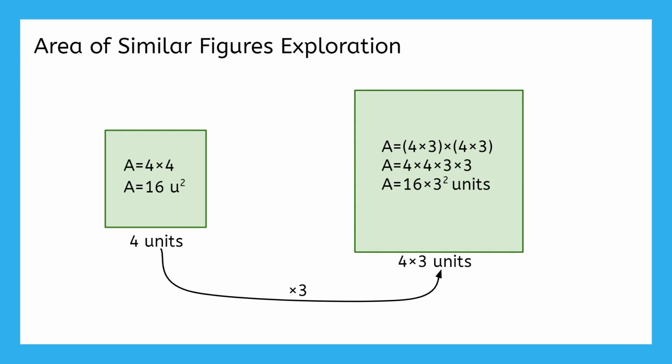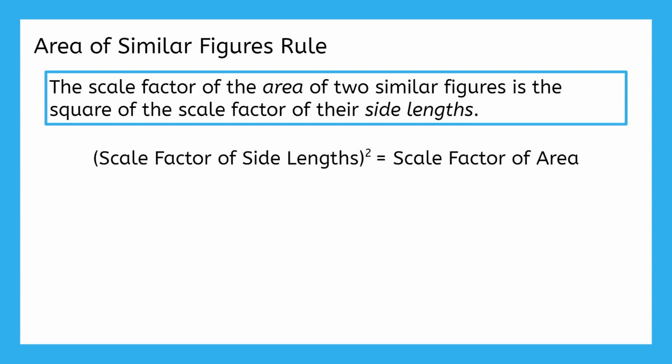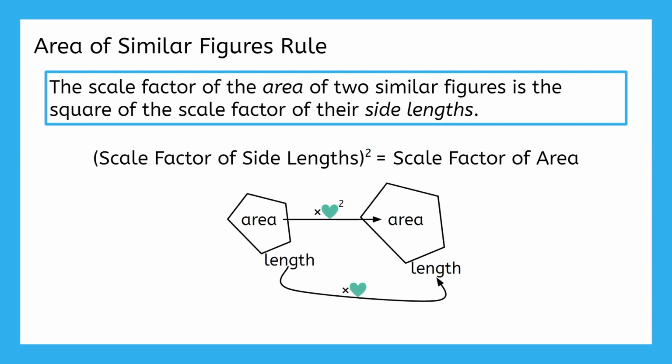Since all polygons are 2-dimensional, this same thing happens when you're calculating the area of any figure. Now let's write a rule that we can use to help us in our practice. The scale factor of the area of two similar figures is the square of the scale factor of their side lengths. When you put this in your notes, make sure you write it in a way that will make sense to you when you come back and reread it. It doesn't even have to be written out in words. You might want to try writing it out as an equation, turning it into a drawing, or anything else that will help you make sense of it later on.